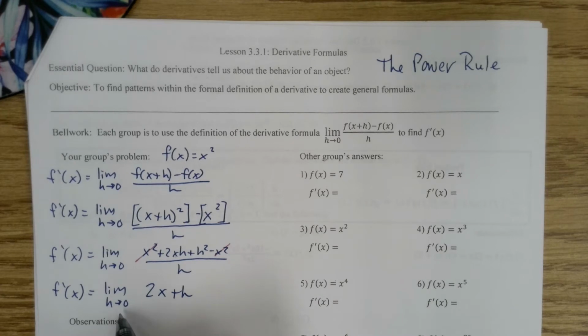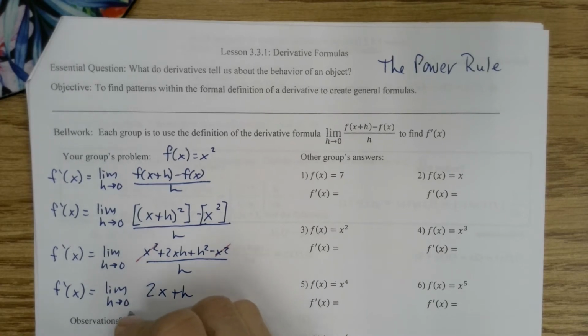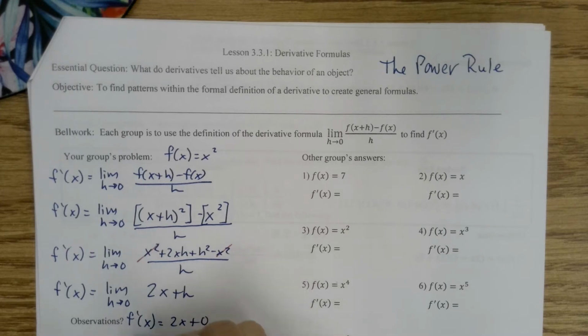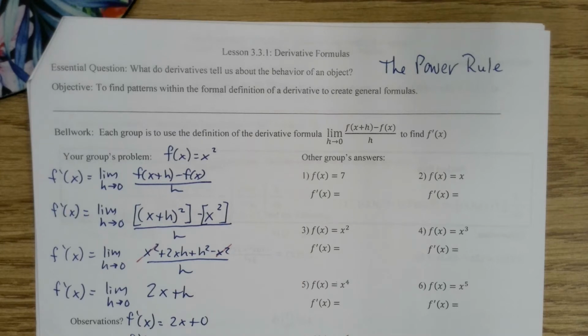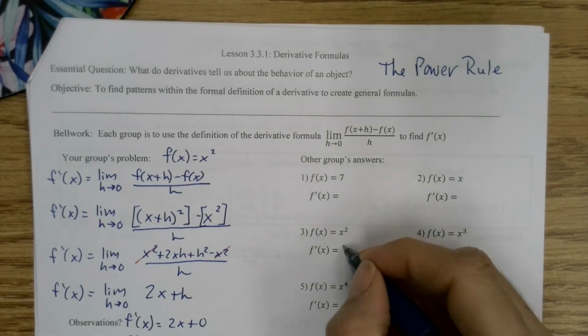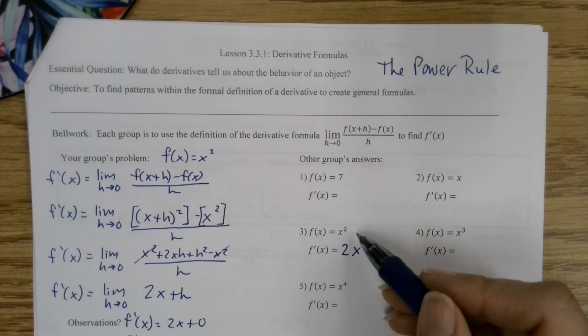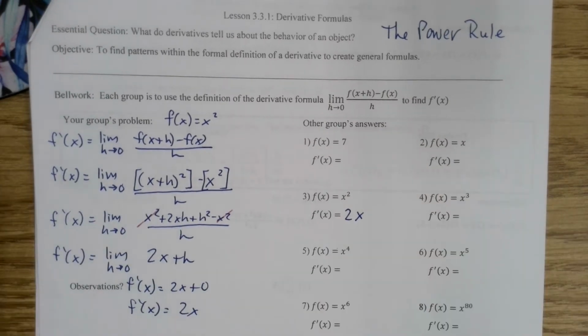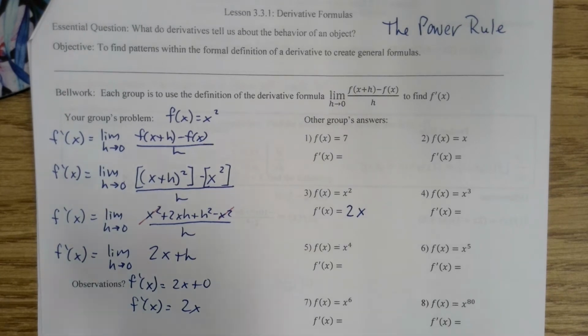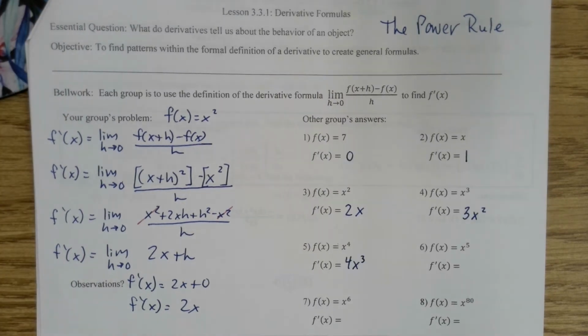And now I'm ready to substitute in my 0. So we have f prime of x equals 2x plus 0, or f prime of x equals 2x. Okay, so I'm going to come over here, and I'm going to drop in my derivative right underneath the function. And at this point, I'm going to pause the video, and I'm going to populate the rest of these that I would have had other people in the class doing as an example. So now we have all of the problems up through example number 5.